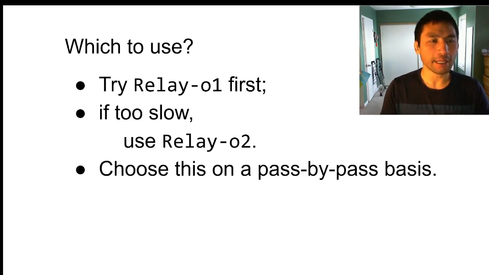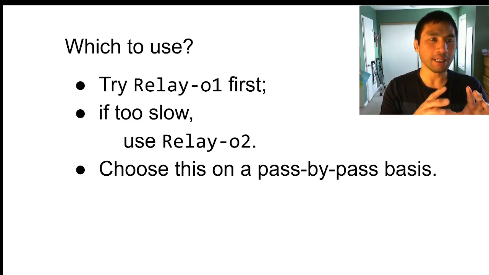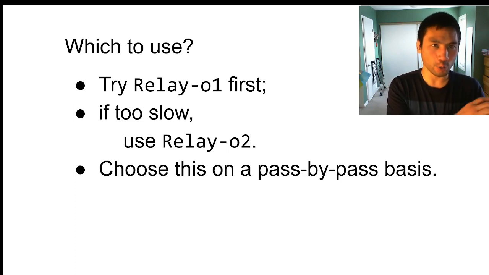Okay, so I talked about relay O1, where you do an analysis using the maximum sensitivity told by anyone, and then O2, where you use the analysis with its sensitivity, but then you combine the results from different phases. So you try O1 first, and if that's too slow, they don't say how you know it's too slow, then you use relay O2. You choose this on a pass-by-pass basis.